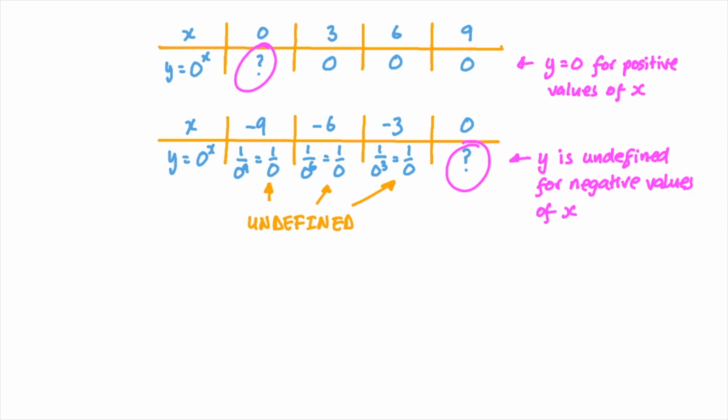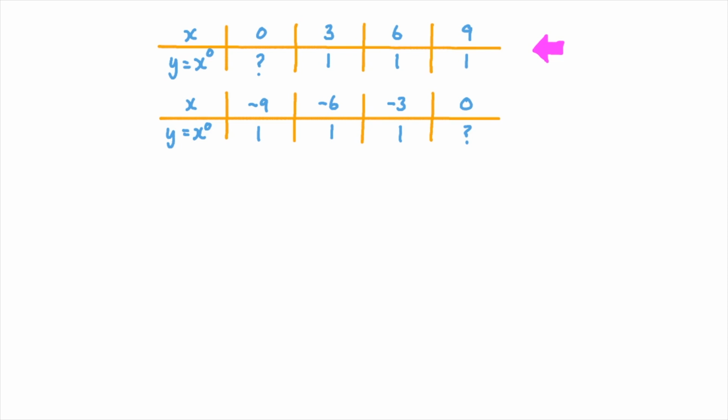Let's look at y equals x to the power of 0. As we just saw, 9 to the power of 1 is 9, so reducing the exponent by 1 means that we divide the value of the expression by the base, 9 in this case, and 9 divided by 9 is 1, so 9 to the power of 0 is 1. Similarly, 6 to the power of 0 is 1. 3 to the power of 0, 1, and it looks like 0 to the power of 0 ought to be 1 as well.